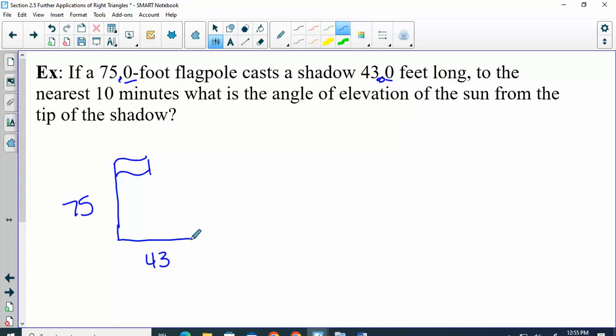tip of the shadow? So the tip of the shadow is here. Angle of elevation goes from a horizontal line up. So from here up, we are looking for this angle. What trig function would we do here? Tangent inverse. So we would assume that the flagpole makes a right angle with the ground.